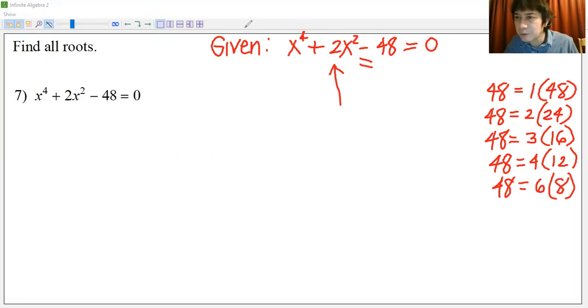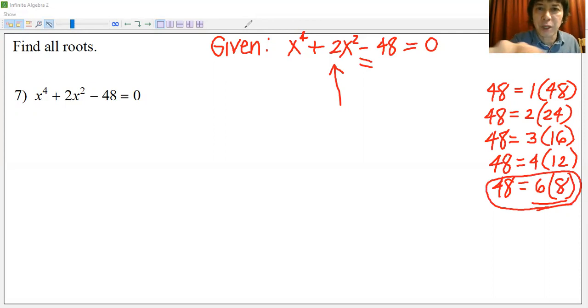And the two numbers which will give us a difference of 2 is the last pair. That's 8 minus 6, it's 2. All the other combinations will not give 2. 48 minus 1 is 47. 24 minus 2 is 22. 16 minus 3, that's 13. 12 minus 4, that's 8. So the last one is what we will be using. We can make use of those two numbers.